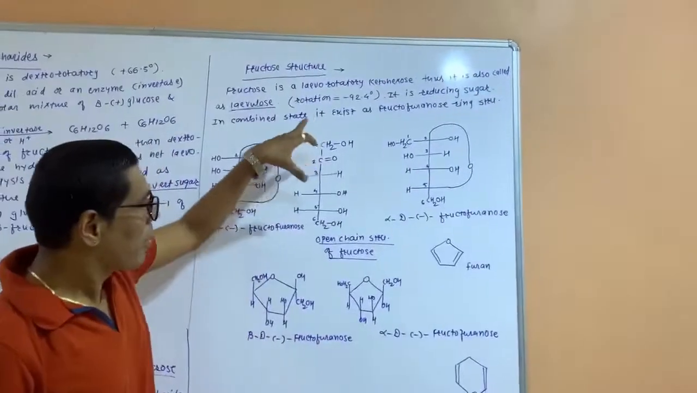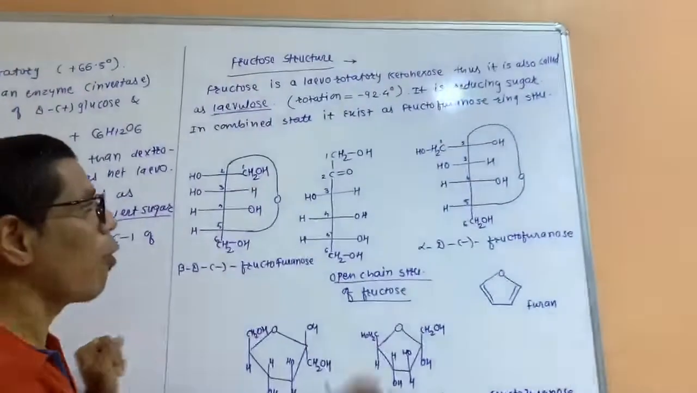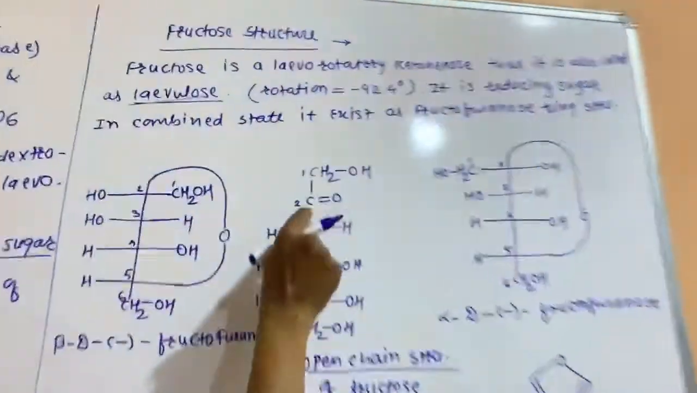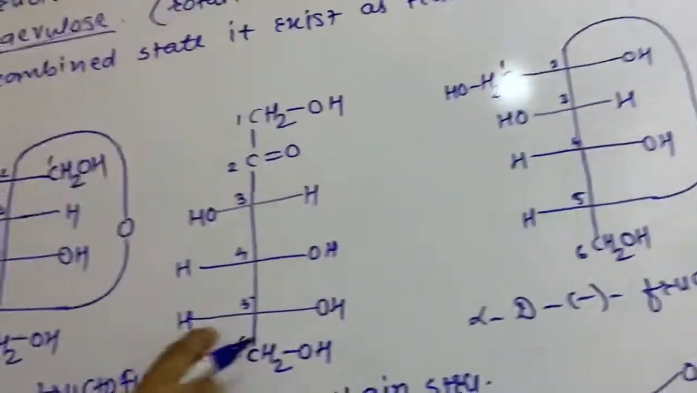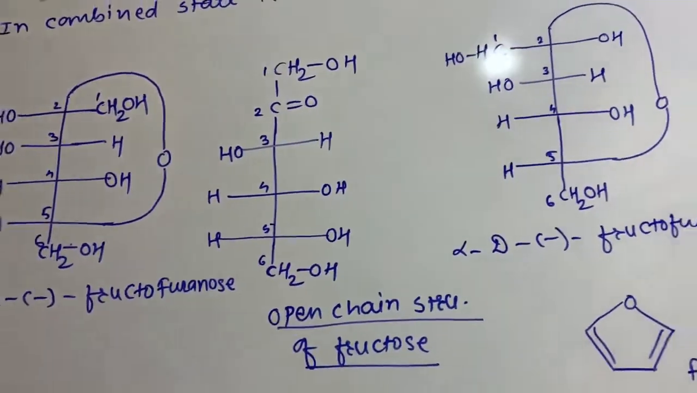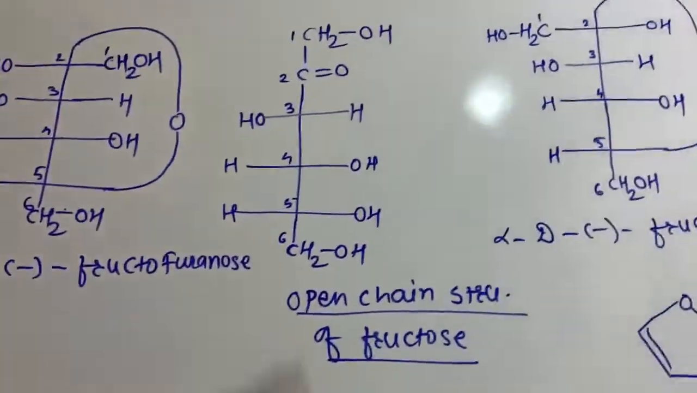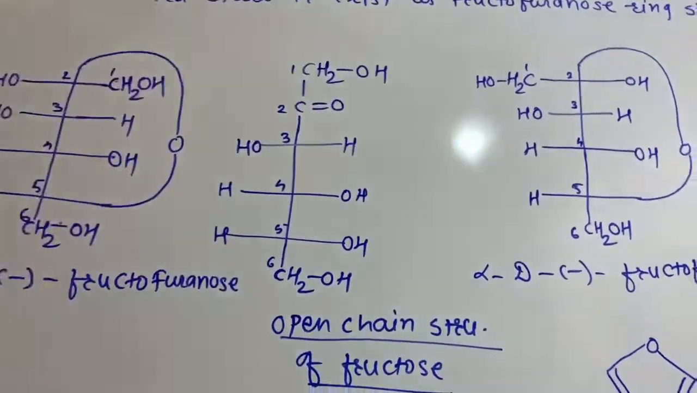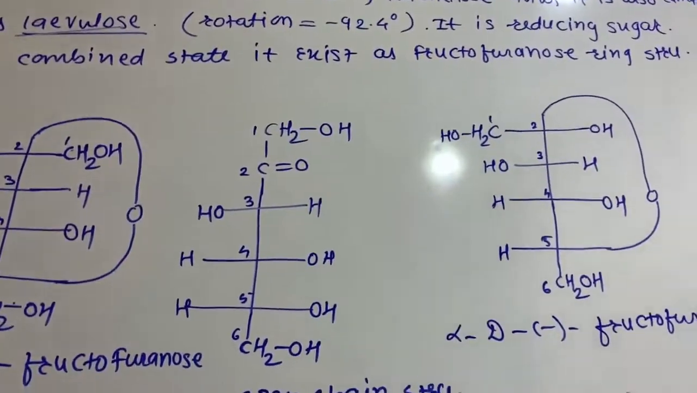So let us see the structure of fructose. How does fructose exist? The open chain structure: CH2OH, C double bond O, then C with H and OH, again C with H and OH, then again HCOH, and lastly CH2OH. First, second, third, fourth, fifth, and sixth carbon atoms. So this is the ketonic group, right? The C double bond O group is called the ketonic group. This is the open chain structure of fructose.